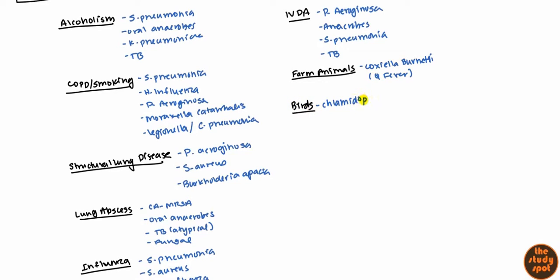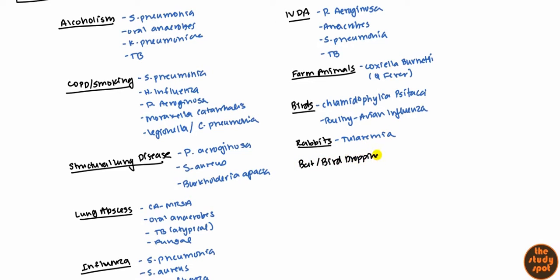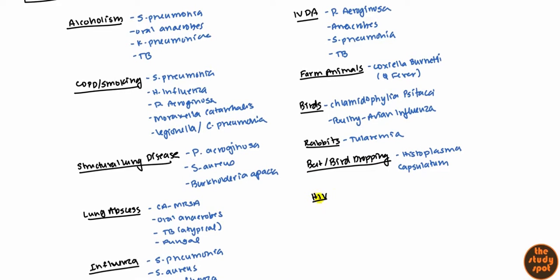Birds, when it's associated with a bird, you're thinking of Chlamydophila psittaci, and if there's poultry, then you want to think of avian flu, which is avian influenza. Rabbits, tularemia. So when you see rabbits, definitely think of tularemia. Bat and bird droppings, that's going to be histoplasmosis, and the organism is going to be Histoplasma capsulatum.